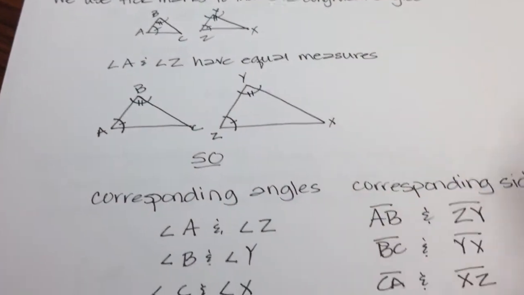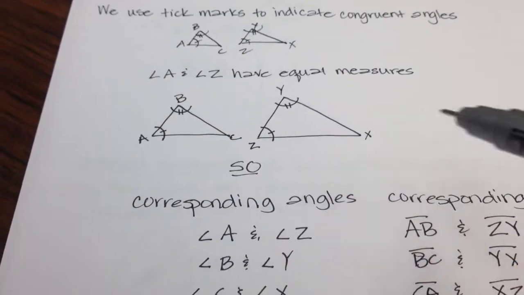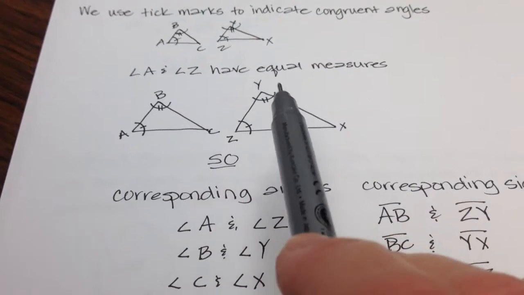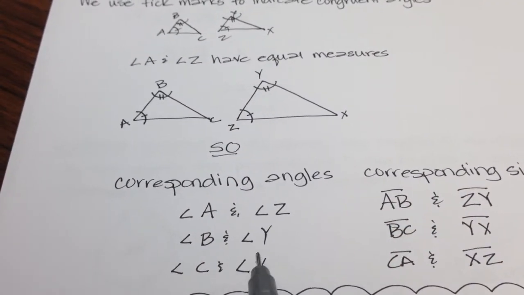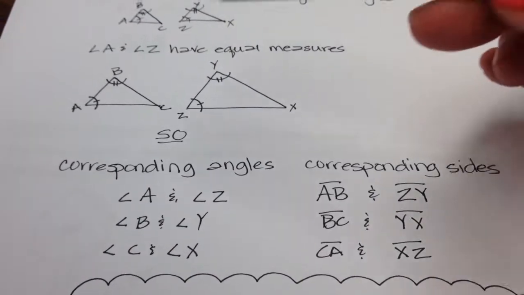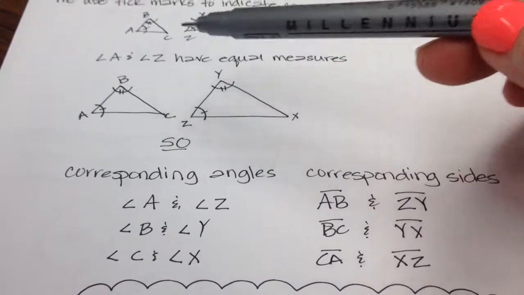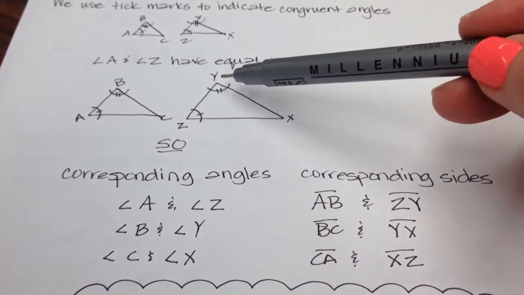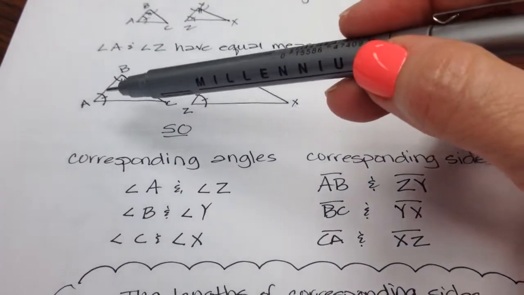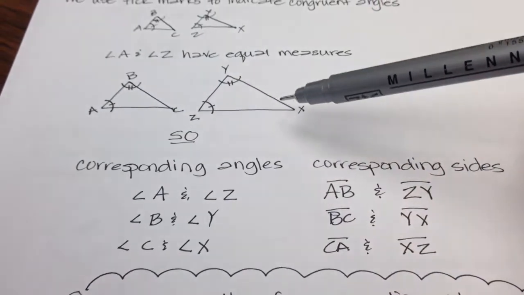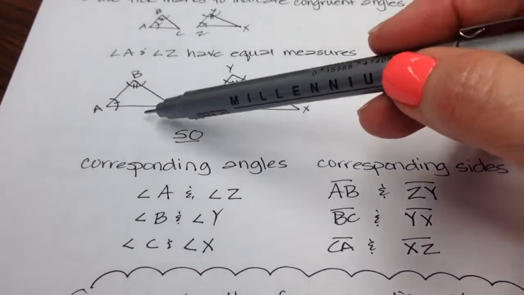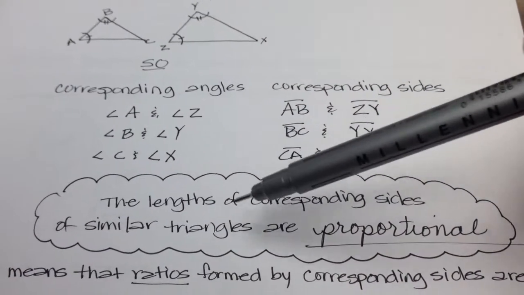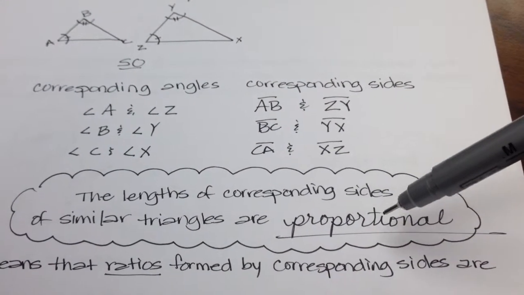Okay, so corresponding angles in this would be angle A and Z, B and Y, and C and X. Corresponding sides would be AB and ZY, BC and YX, and AC or CA and XZ. Okay? That's pretty easy. The lengths of corresponding sides of similar triangles are proportional.